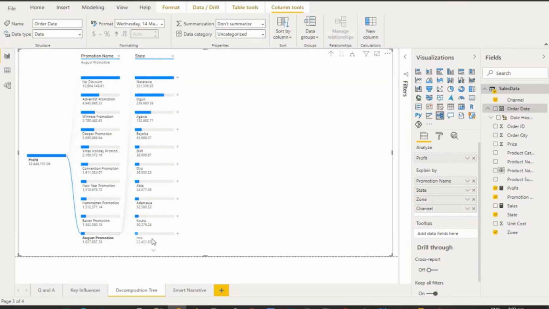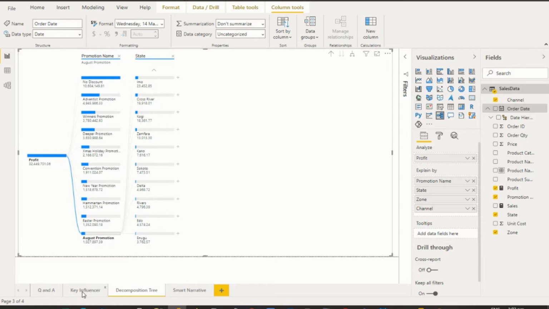But go and concentrate on areas like Kwara, Adamawa, and Imo State. They are not doing very well at all. So you need to really see what you can do and improve on this area. That is using decomposition to do your work.